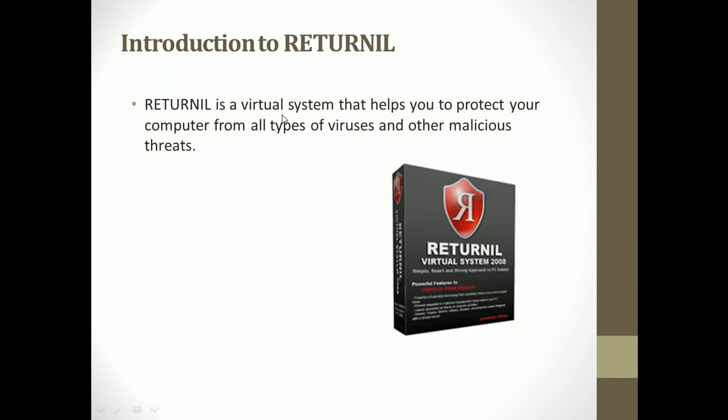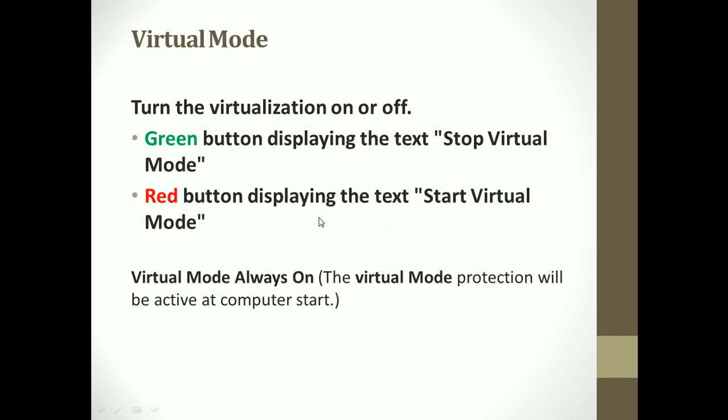After that we have the introduction to Returnil. Returnil is a virtual system that helps us to protect our computer from all types of viruses and other malicious threats. We have the virtual mode here, where we can turn the virtualization on or off. The green button displays the text stop virtual mode. The red button displays the text start virtual mode. The virtual mode protection will be active only when the computer starts.